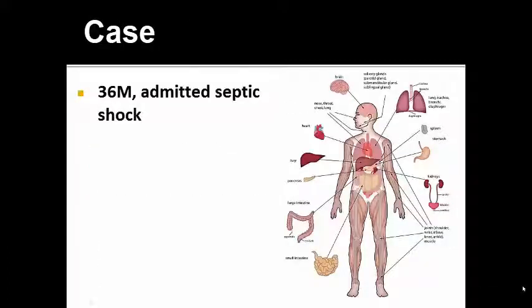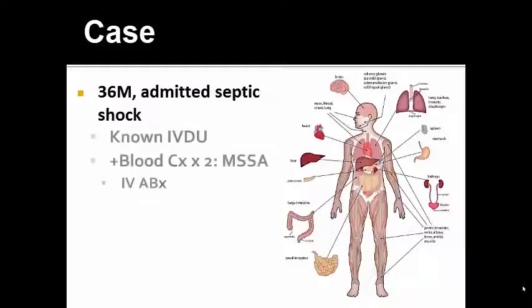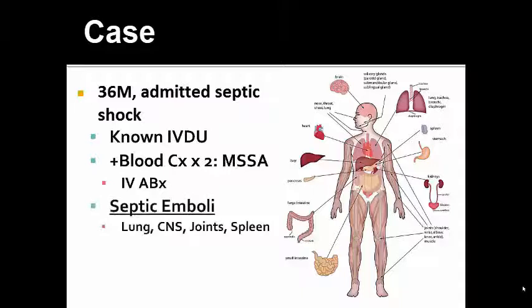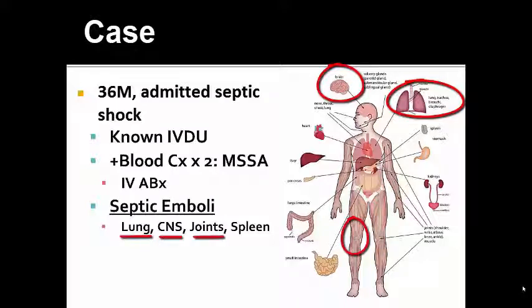Getting to the case, we have a male admitted with septic shock from MSSA bacteremia from known IV drug use. He has multiple septic emboli, including to the lungs as septic pulmonary emboli, to the CNS, brain and spinal cord with meningitis, a right MCA stroke with hemorrhagic transformation, and cervical osteomyelitis, as well as an epidural abscess. The joints are affected as well, with the right knee having septic arthritis requiring IND, and the spleen which has new infarcts. A TEE was sought after to rule out endocarditis as a source.